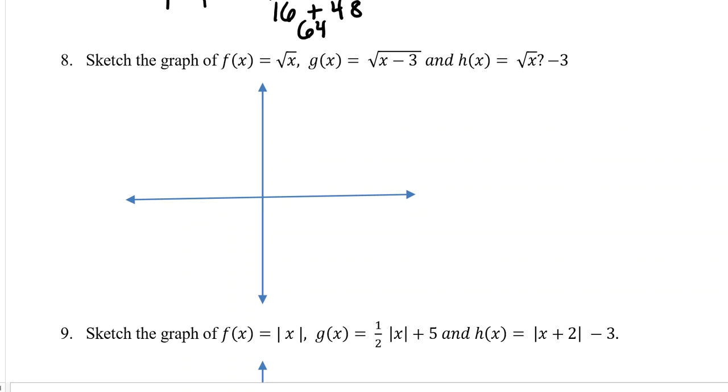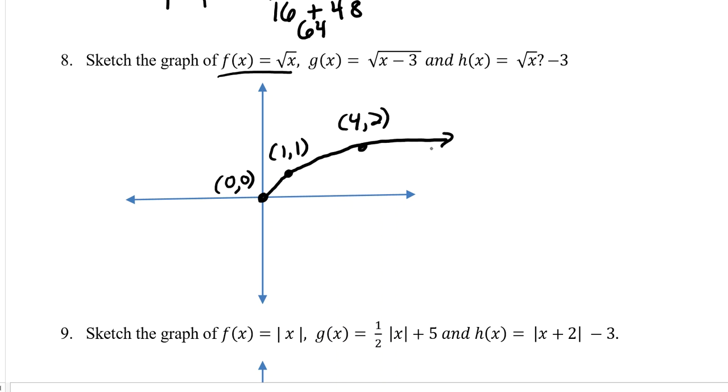Let's put 3 graphs here on the same axis. Our basic graph for the square root of x, you know the square root of 0 is 0. You know the square root of 1 is 1. The square root of 4 is 2. Let me label these. You might be given this problem in multiple choice form.